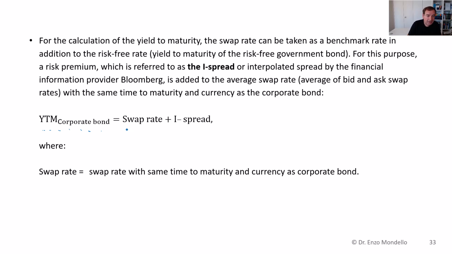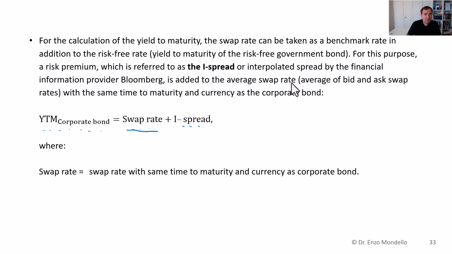To calculate the yield to maturity of a corporate bond, we can use as an approximation of the risk-free rate the swap rate instead of the yield to maturity of a prime government bond. And then we have to add a risk premium, and the risk premium is then referred to as the I spread, or interpolated spread, which is the name of this risk premium according to the financial information provider Bloomberg. The swap rate taken is the average swap rate, that's the average of bid and ask swap rates with the same time to maturity and currency as the corporate bond.